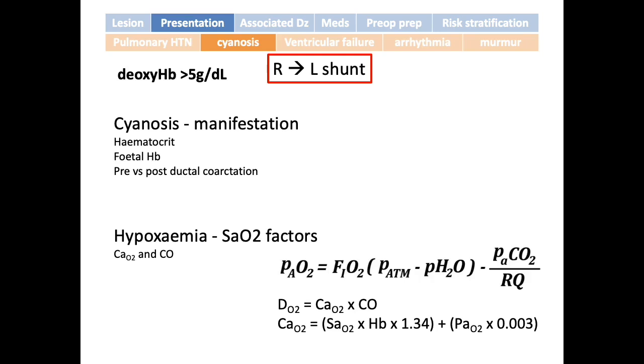Partial pressure of oxygen in the alveoli is affected by fraction of inspired oxygen in the air, humidity, arterial partial pressure of carbon dioxide, and respiratory quotient. Any change in these factors can affect the oxygen delivery to tissues.